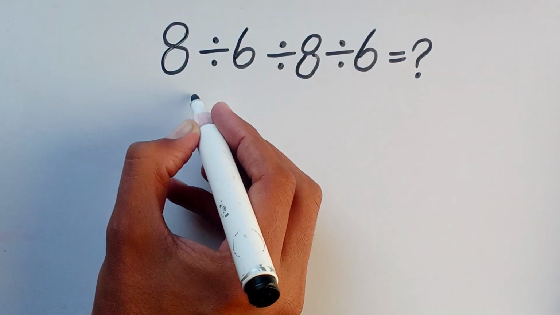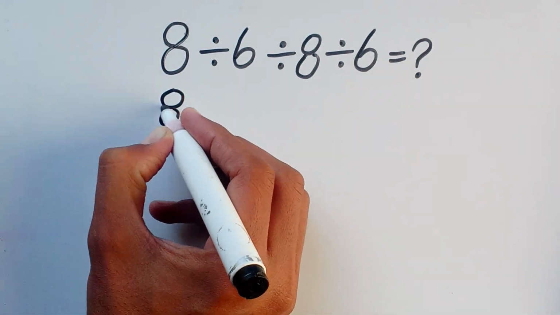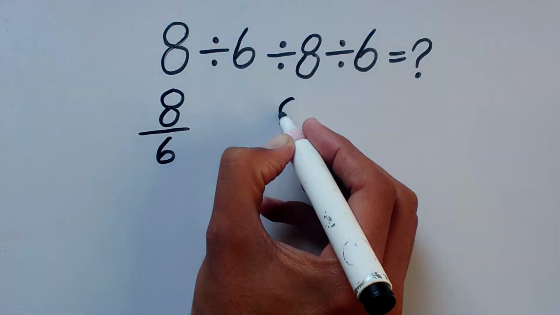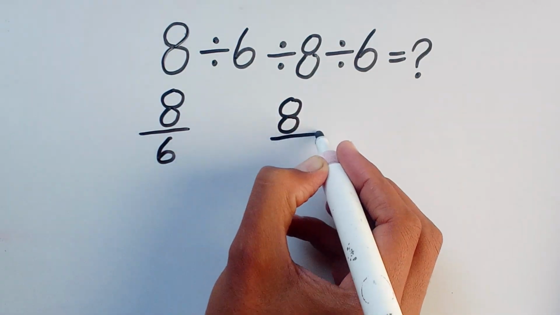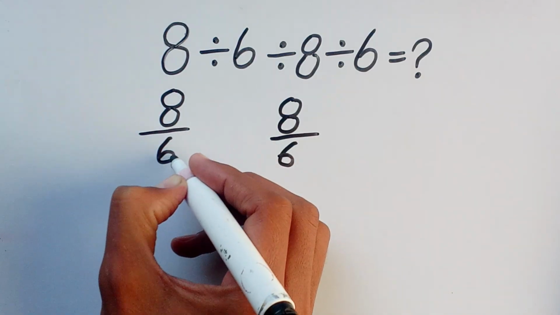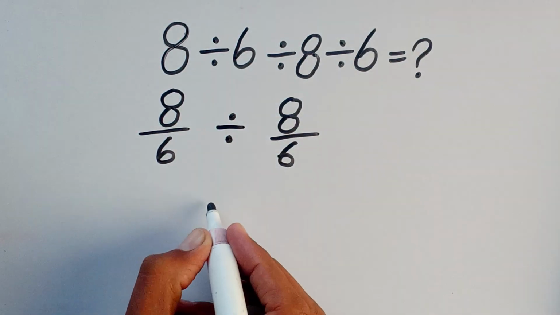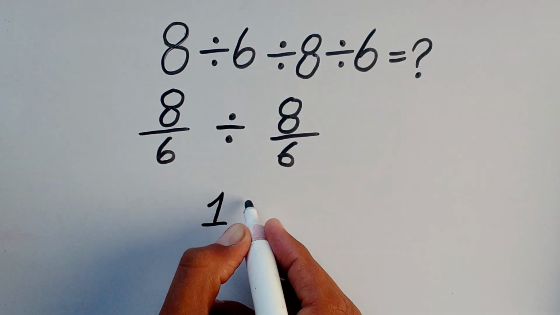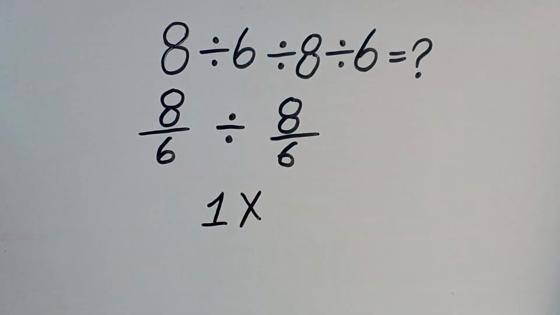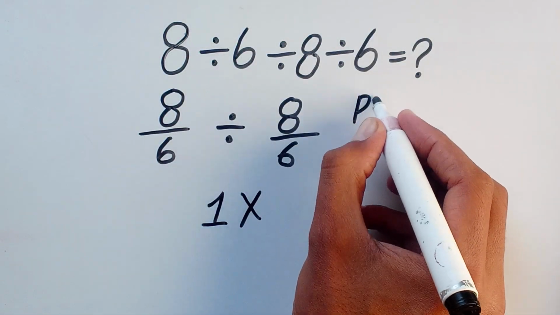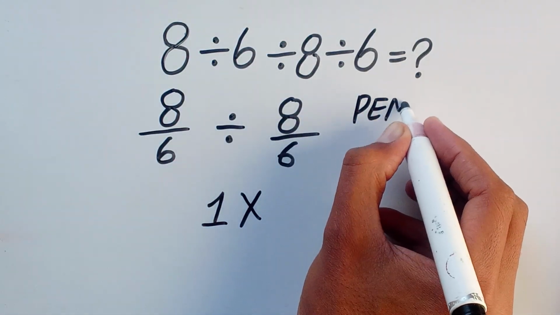8 divided by 6 we can write as... Similarly, 8 divided by 6 we can write as... So 8 divided by 6 divided by 8 divided by 6 equals 1. But trust me, this answer is wrong because of the order of operations, which is called the PEMDAS rule.